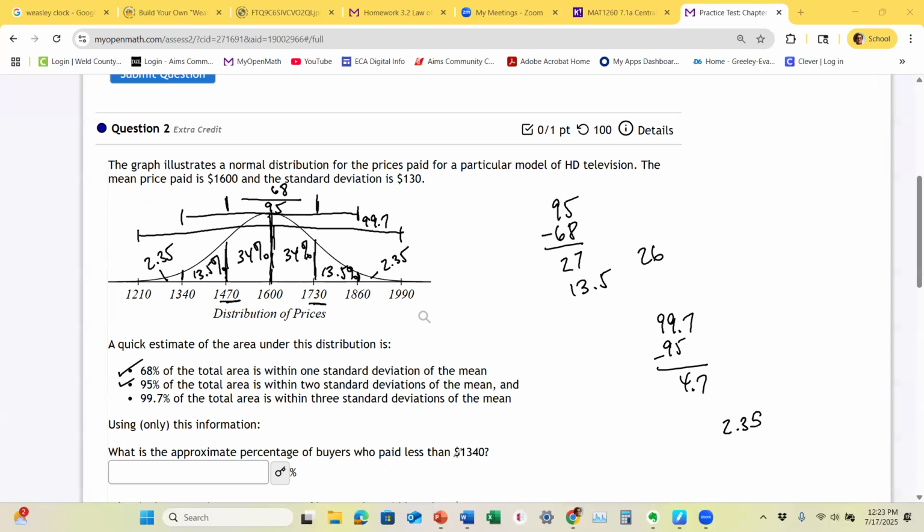So each one of the questions down here asks, what's the approximate percentage of buyers? And then how do I figure out what this tiny part on the end here is? It's outside of that. A couple of ways to do it. This is going to go from 99.7 out to theoretically 100. So how much is half of 0.3? That's right. So this is going to be 0.15.